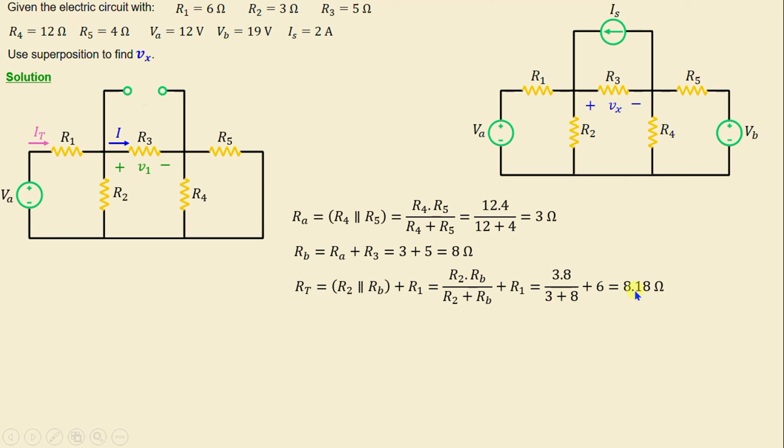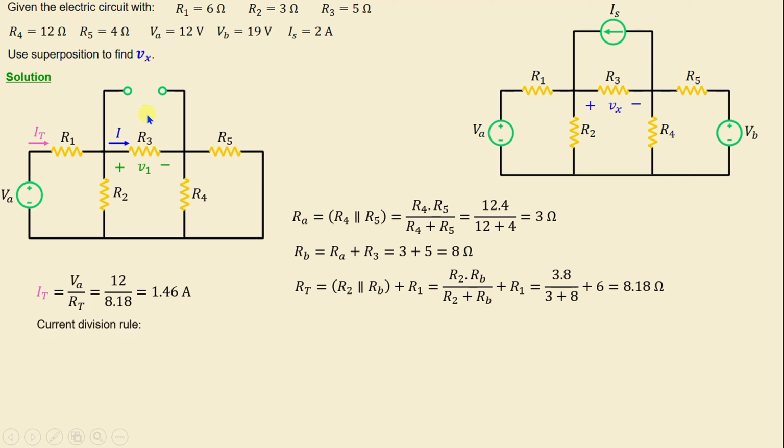We get 18.18 ohms. The total current in this circuit, It, is equal to Va over Rt. And if we replace Va and Rt with their numerical values, we obtain It is equal to 1.46 amps.